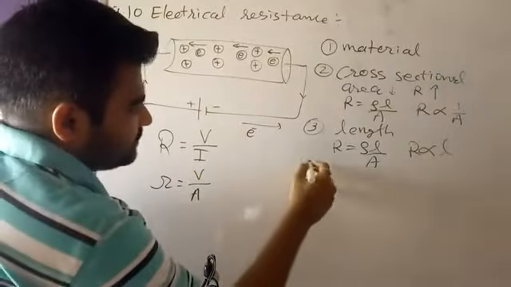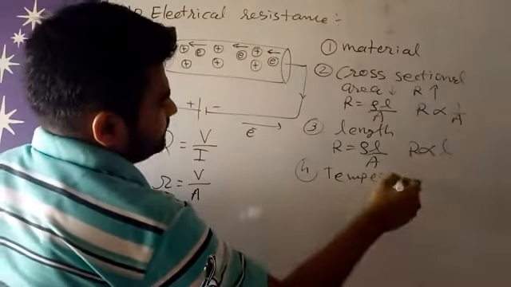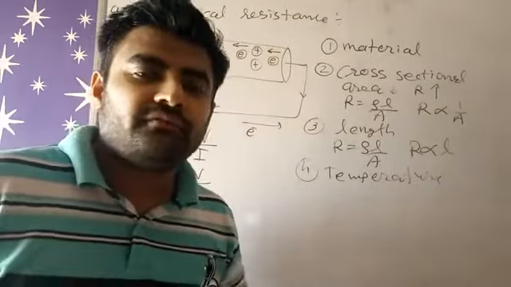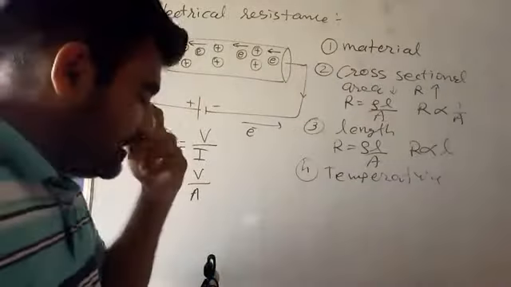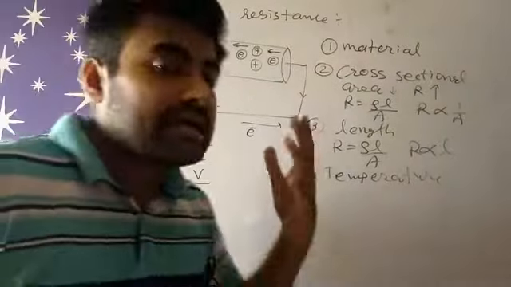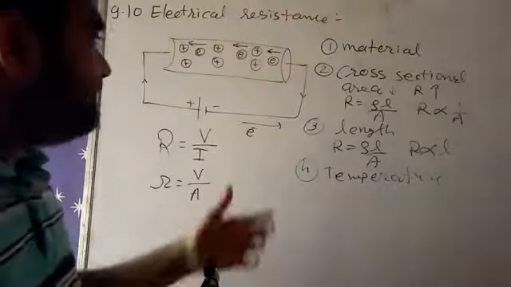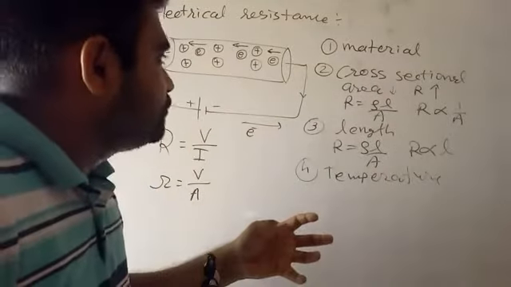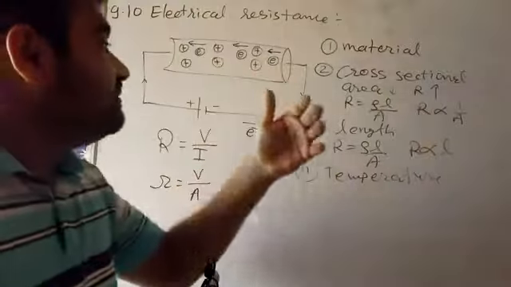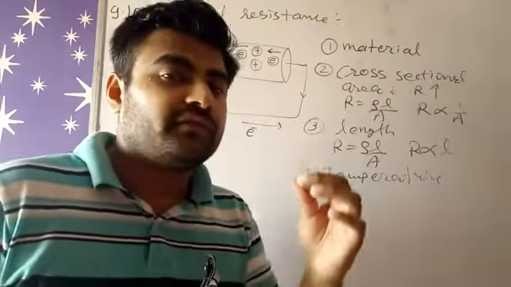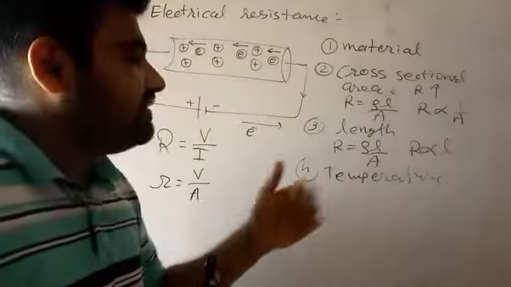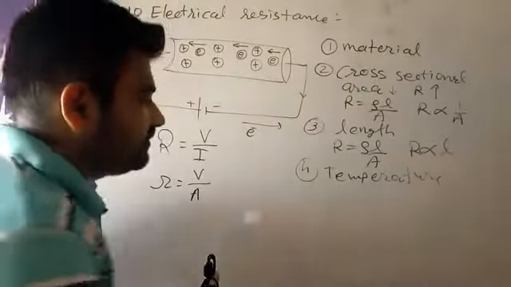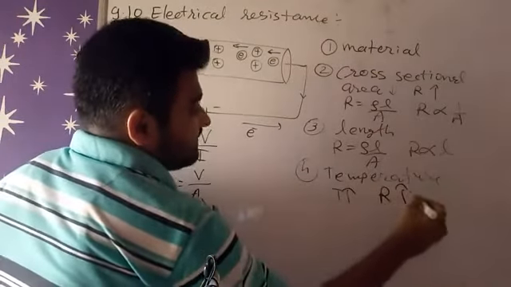And the fourth and last one, it depends on temperature also. If we take some conductor and raise the temperature of that conductor, what happens? Its resistance will increase. Why? Because whenever we raise the temperature of the conductor, the electrons do random motion very fast. Because of the temperature rise, the electron gets enough energy and moves randomly and instantly. So that's why, because of temperature rise, we get a resistance rise in the conductor.